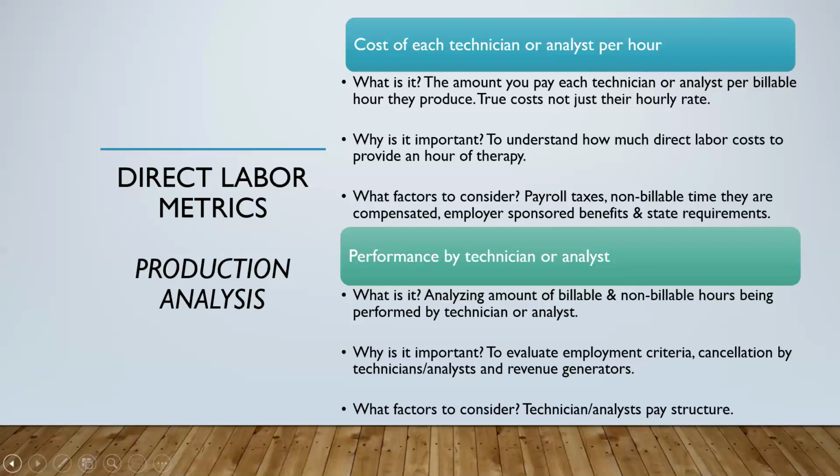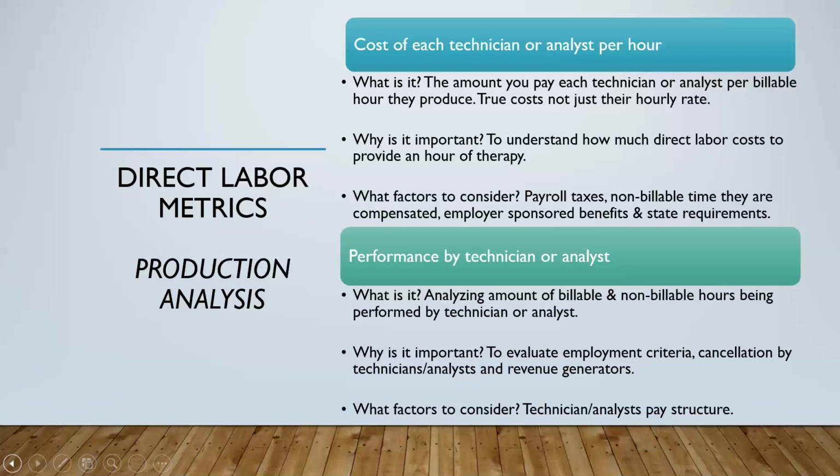So the next thing we want to look at is performance by technician or analyst. So what is it? It's analyzing the amount of billable versus non-billable hours being produced by a technician or analyst. So this is their production ability. So why is it important? To evaluate employment criteria, cancellations by technicians, analysts, and revenue generators, right? This is particularly important if you have an employee on a salary. And if they are not doing enough billable work, they might not be making enough to cover their salary, and they might be actually costing you money.